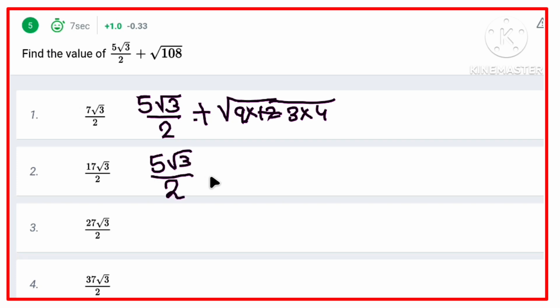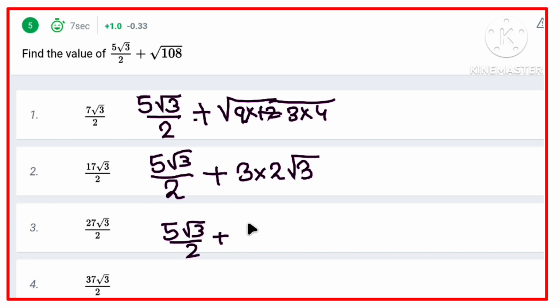So 5 root 3 divided by 2 as it is, and from this 9 you will get a 3 outside because 3 square is 9. And this is 2 square, so 1 2 you will get out of the root and you have a single 3 inside the root. So here if you solve, you are getting 5 root 3 by 2 plus 3 root 3. If you simplify this, then 6 to the 12 plus 5, you are getting 17 root 3 divided by 2. So option number 2.